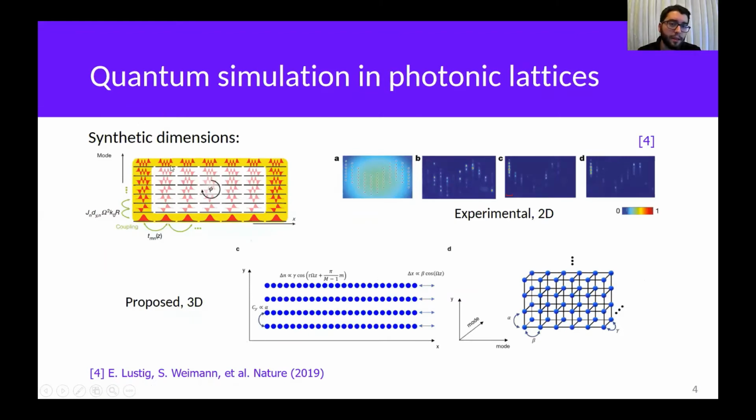And another very important technique is the use of synthetic dimensions in photonic lattices, because you can have your physical dimension, but you can also have a synthetic dimension using, for example, the modes in the waveguides. This was implemented last year in a 2D system in which the vertical direction here is synthetic. And it was also proposed for several different lattices in 3D.